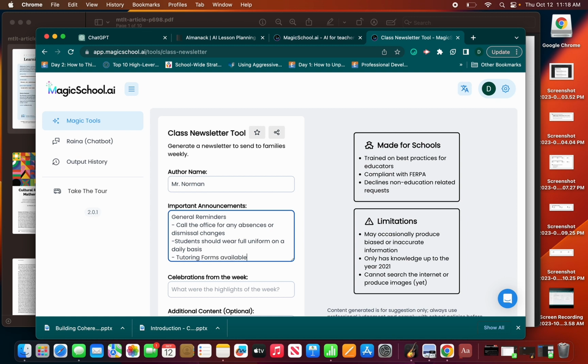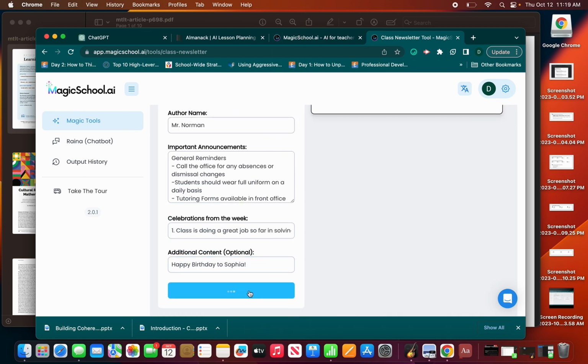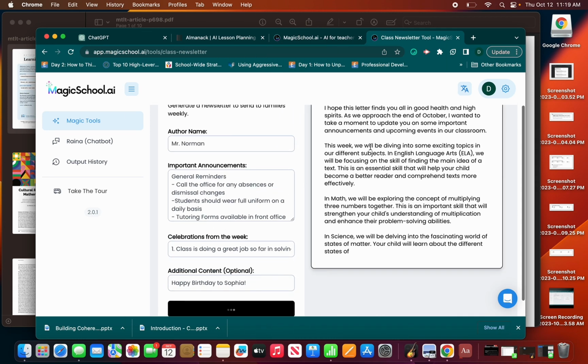The next section is a celebration section. So I'm going to fill this in here with a couple things that I'm noticing in class. First, that the students are starting to get more fluent in their multiplication ability, and that they're also starting to read more fluently as well. So as I hit generate, the newsletter starts to come up.